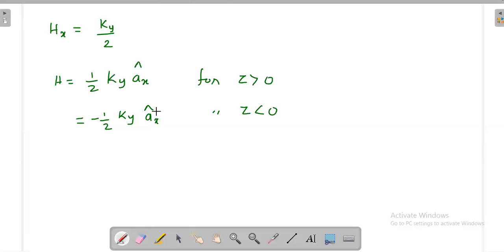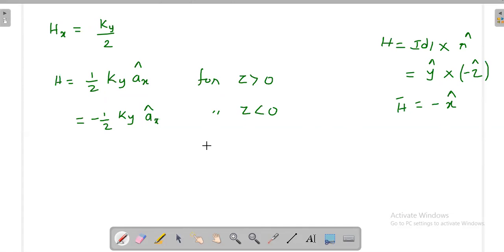Why? Because if you choose the point below the plane, what is H? H is equal to I dl cross r cap. The current is already in the y cap direction. If you choose the point below the plane, your r vector will be going in the minus z cap direction. Once it is in the minus z cap direction, definitely your final magnetic field will be in the minus x cap direction.